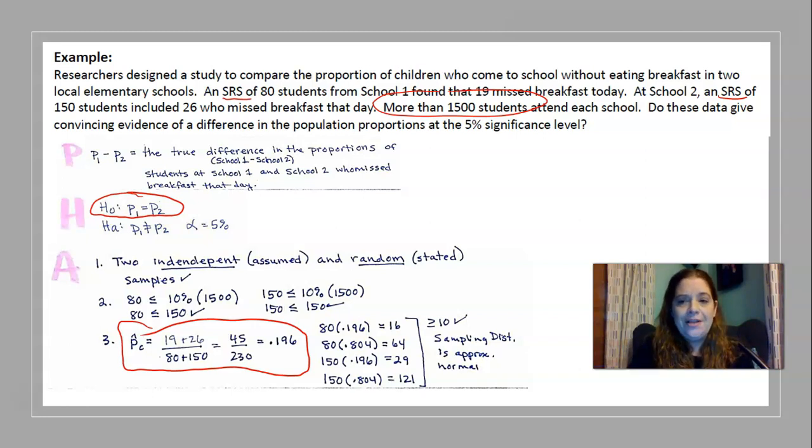Now we're going to go through and check our n times p's. So for p1, we're going to check this count. And for p1, we're going to check the opposite, the 0.804, that complement count there, 1 minus p. We're going to do that again for 150.